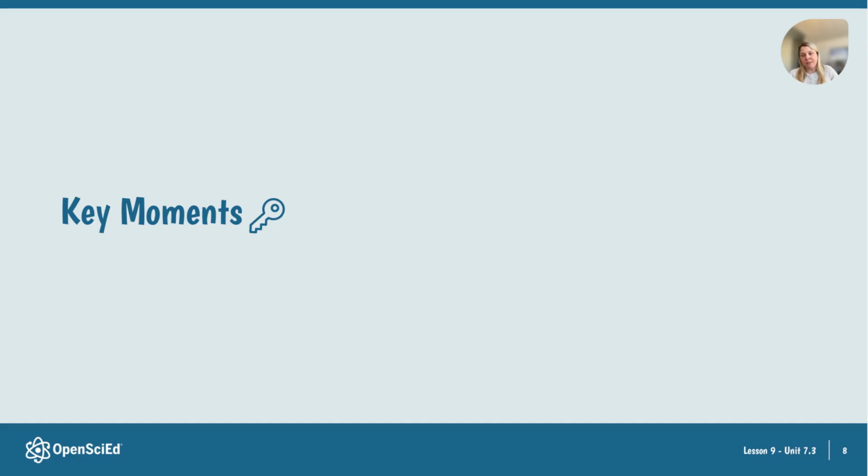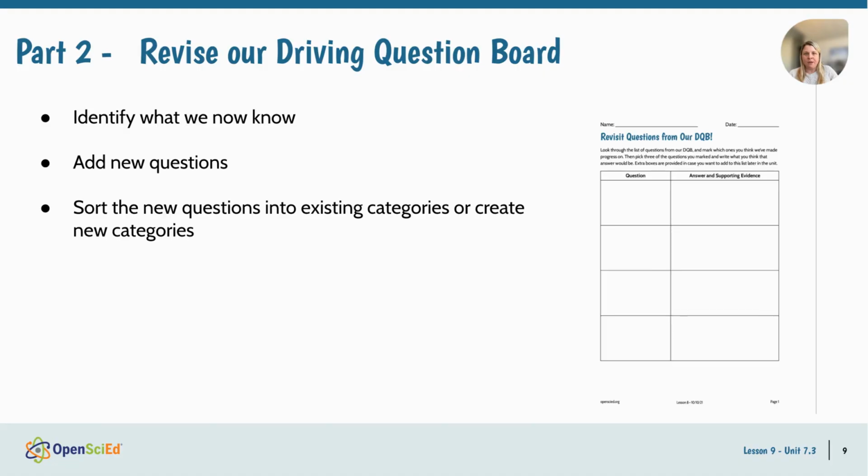There were a few key moments that were called out in the learning plan snapshot. The first key moment shows up in part 2, where we revise our driving question board. Here we are identifying questions we now know the answers to and can explain from evidence. Students are adding new questions they have based off of their experiences so far in the unit, and they are revising existing questions that are already on the driving question board. These questions are sorted into new categories, and students are able to notice the remaining questions are not in the digestive system, but for the most part in other body systems.